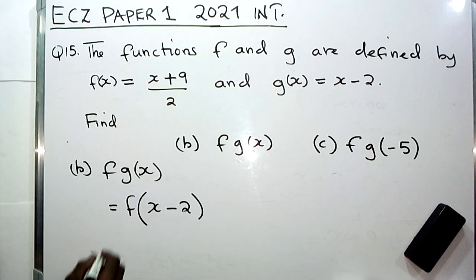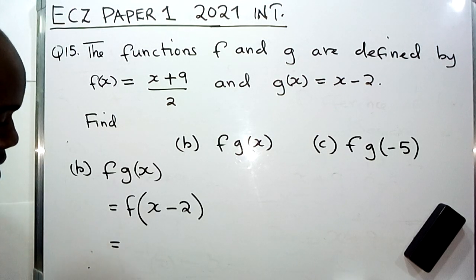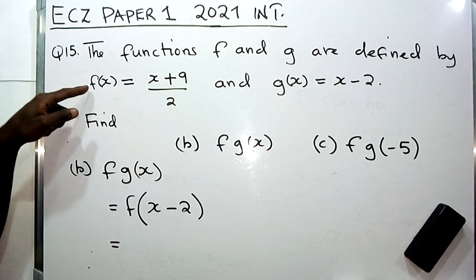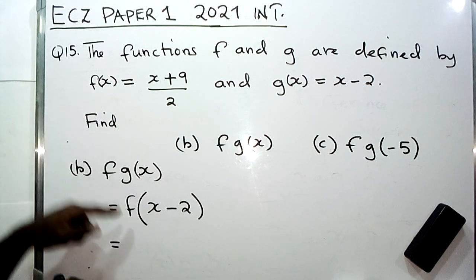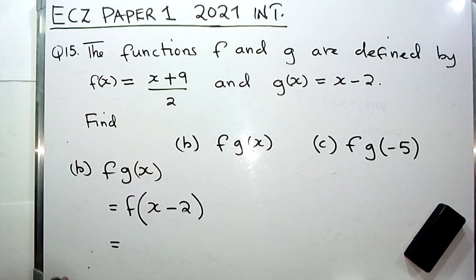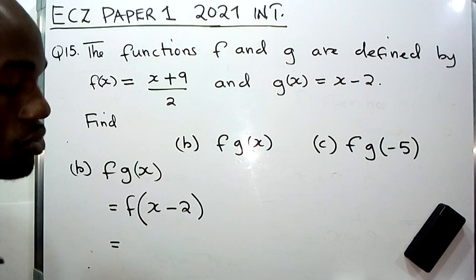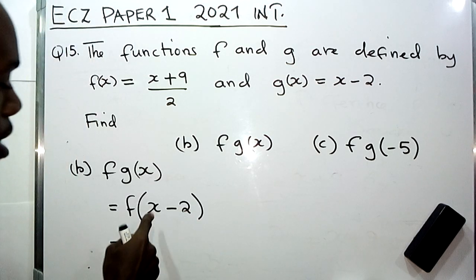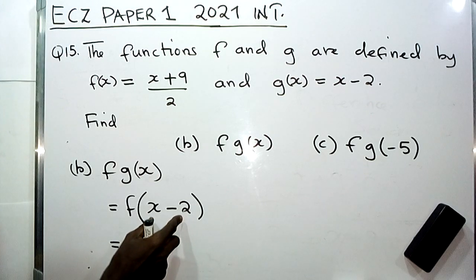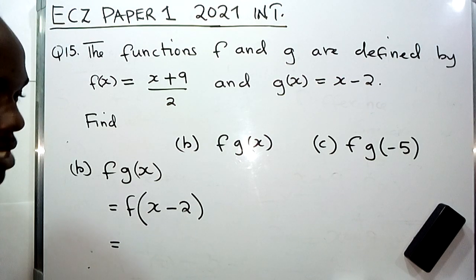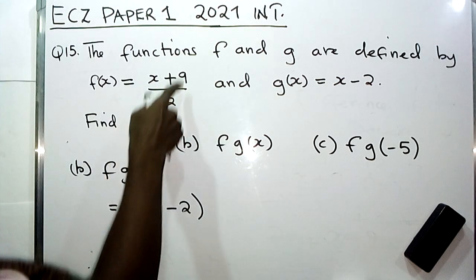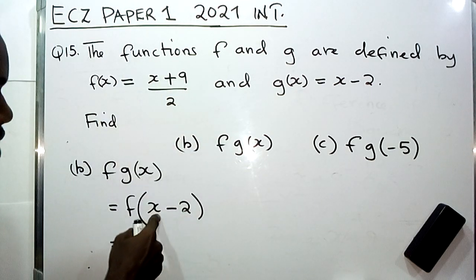Then after you have done this, what we are going to do now is to look at the function of f of x, because we have remained with f here. What we have here is what we call the input, or the domain. So x minus 2 will go and replace where there's x in this function. Wherever there's x in this function, we're going to replace it by x minus 2.